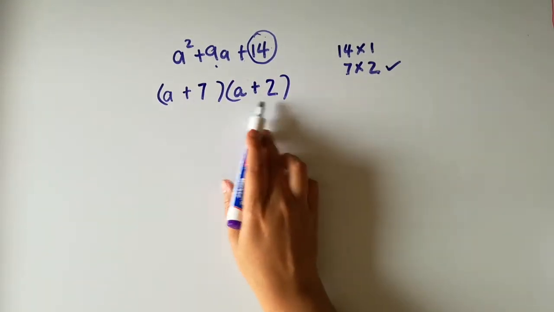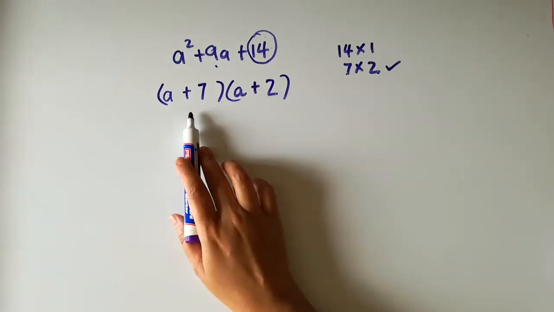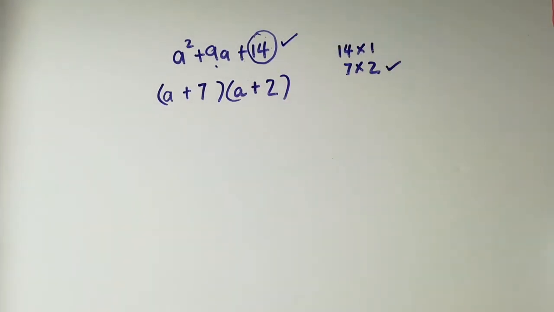You can always check your answer here by multiplying these two expressions. When you multiply them, you should get this question here. Let's do another example.